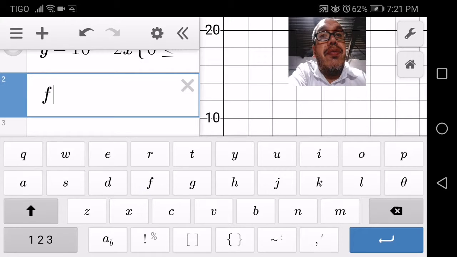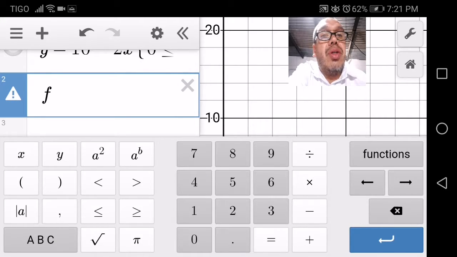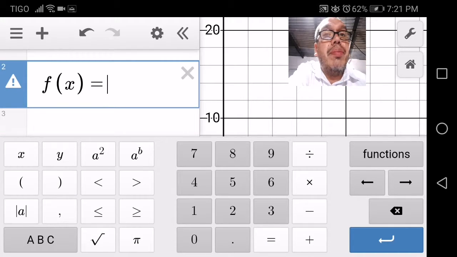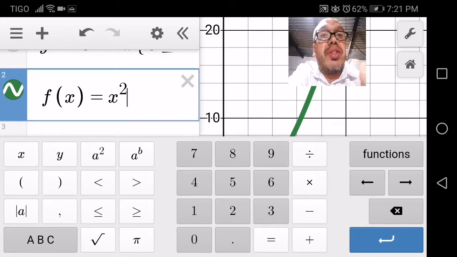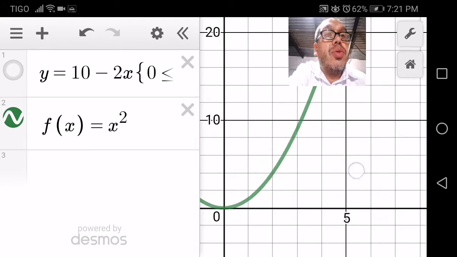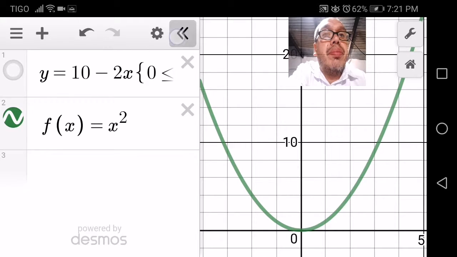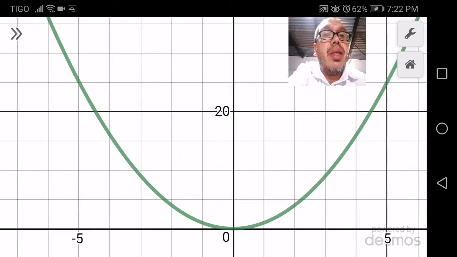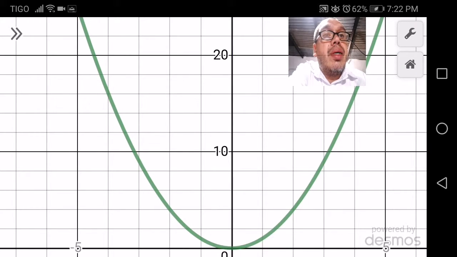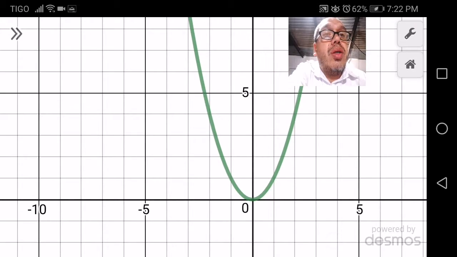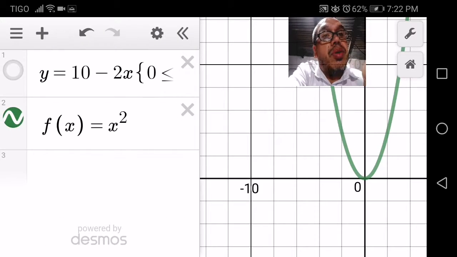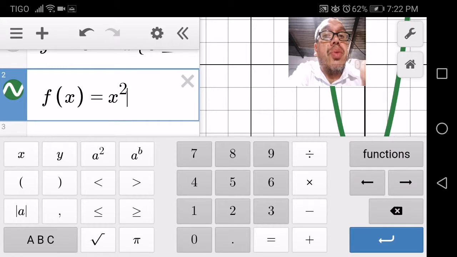You can graph functions by using this notation, f of x equals something. Let's say that you're going to work with a parabola, a quadratic function. So that's your parabola over there. Let's look at it a little bit bigger. Now, you can see right away that you can also restrict this one.